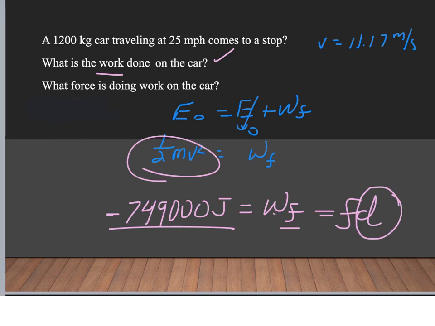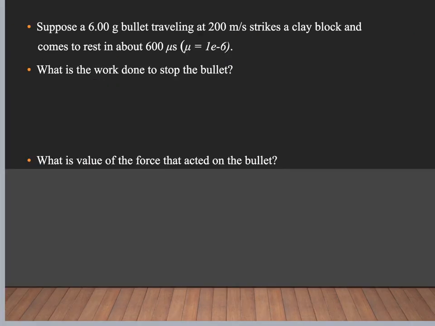So in this case, it's the change in the kinetic energy, because here the kinetic was zero, that change in kinetic energy is equal to the work done. All right, so here's one more example problem. It's a bullet that is shot, and it stops as it enters a clay block. All right, first part is asking what is the work done to stop the bullet.